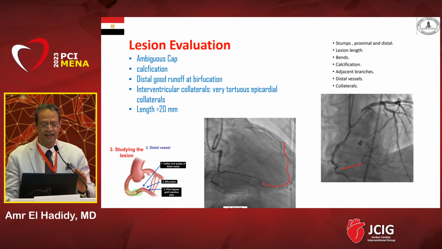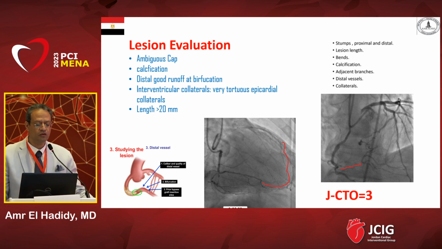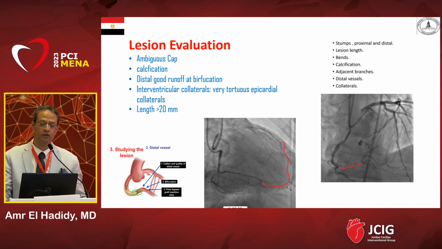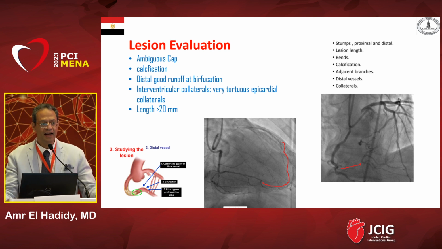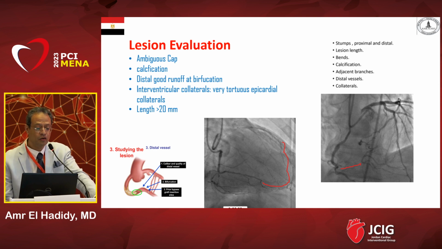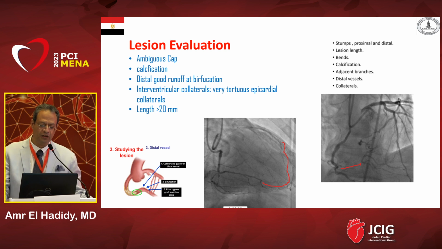If you look at this case, you need to study the lesion. First, whether the cap stump is proximal or distal, the lesion length, the bends, calcification, any branches before or after the occlusion, and the distal vessels and the collaterals. So it's very important to decide what to do in this case. Here, for example, the CTO segment is long with calcification, and the lesion length is more than 20 millimeters, so the Japanese CTO score is 3.